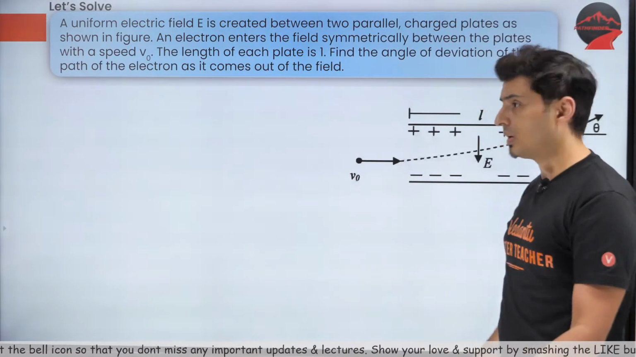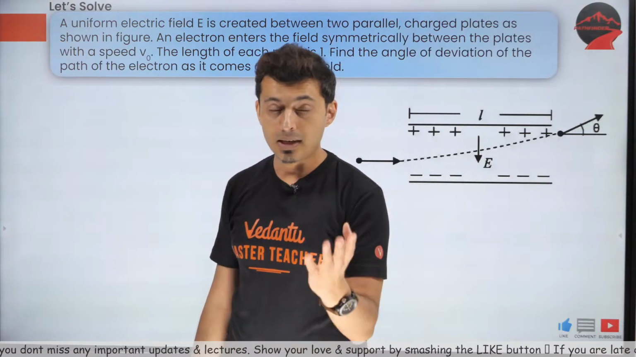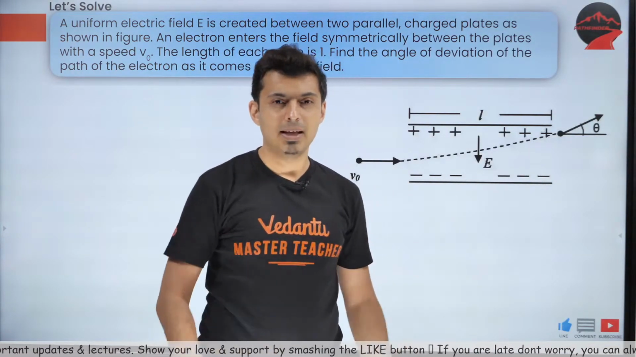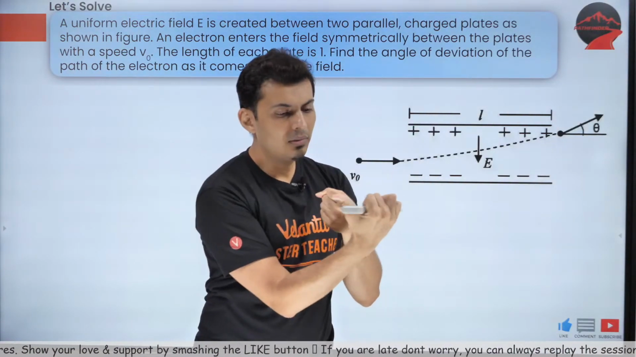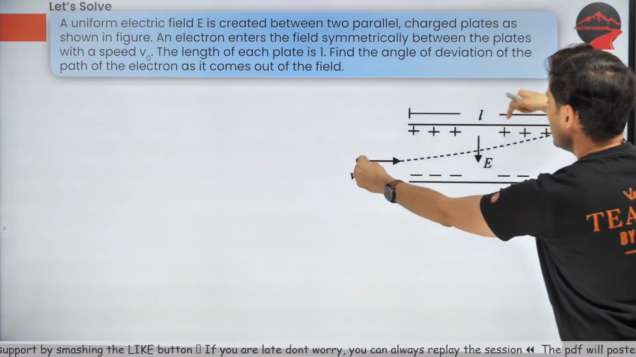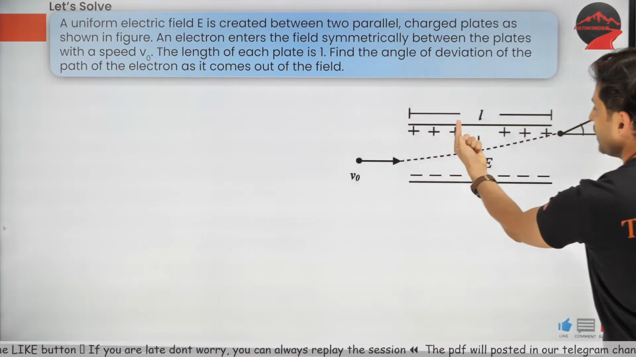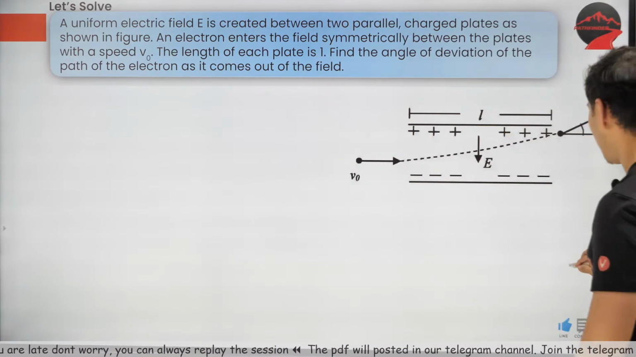That means the force on it will be opposite to the field. I hope you know this. If a charge is positive, the field and the force will be in the same direction. If the charge is negative, then if the field is here, the force will be exactly opposite. So on this electron, because the field is here, the force will be like this, and you will see the charge will deflect. Okay, great.